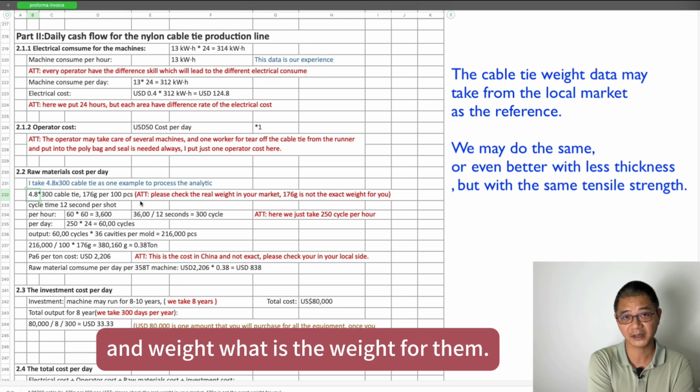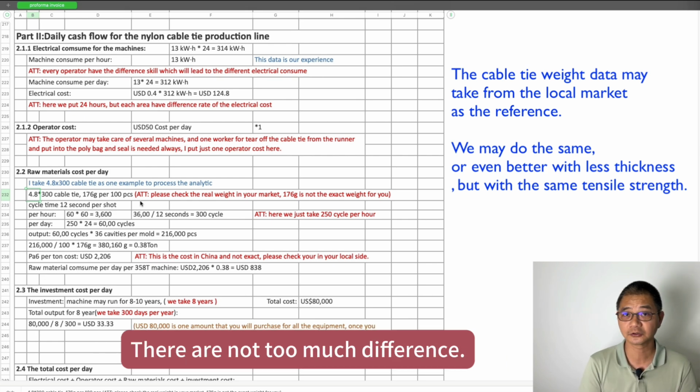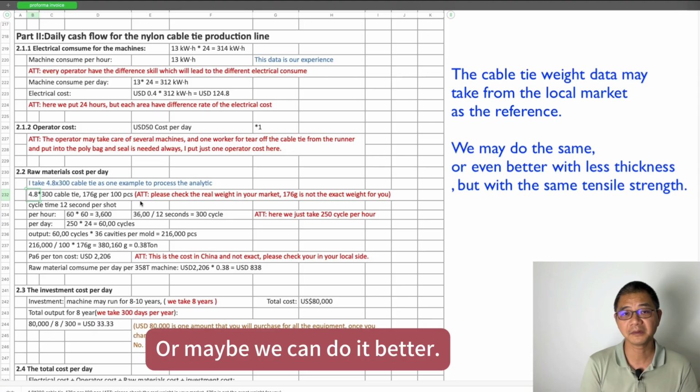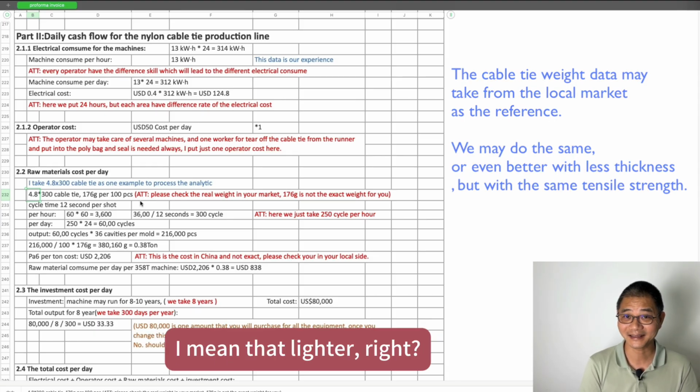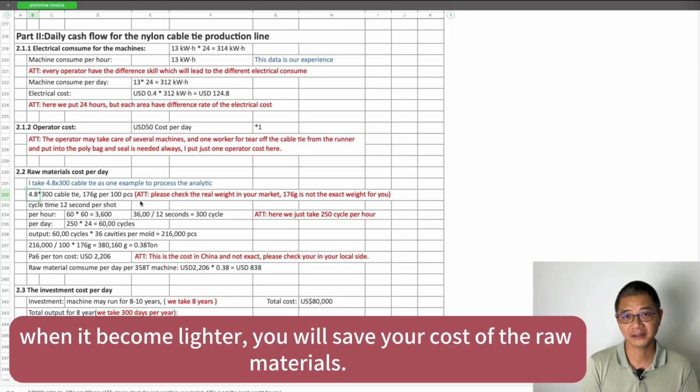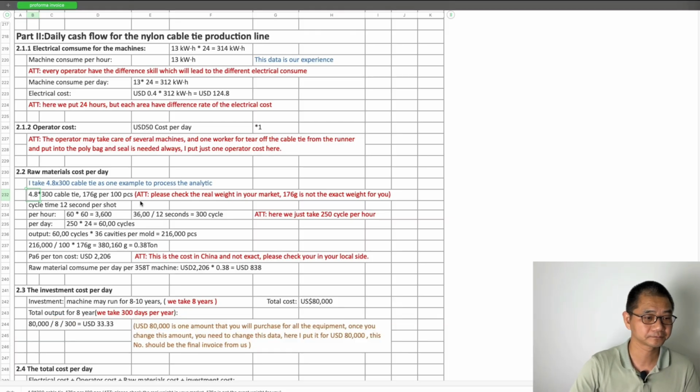What is the weight for them? They are not too much different. Or maybe we can do it better. I mean lighter, right? When it becomes lighter, you will save on the cost of the raw materials.